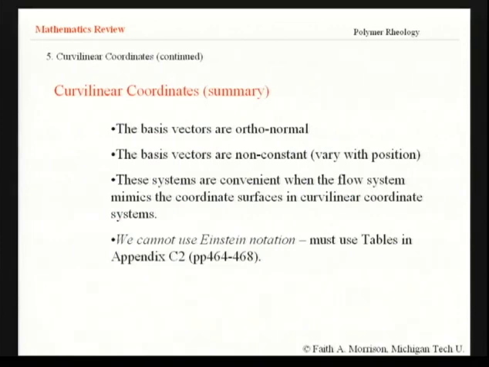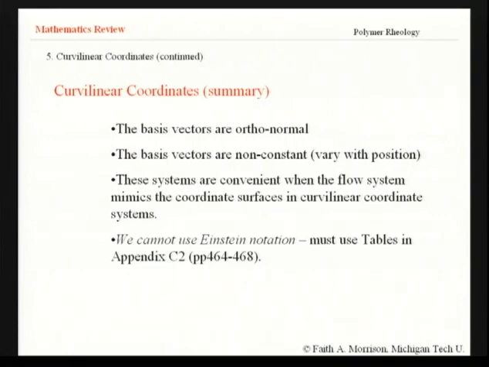So when we do Einstein notation, we will not do Einstein notation on curvilinear coordinates. Although they're orthonormal, they are non-constant. But they are very convenient, and you saw that when you studied fluid mechanics. They do mimic the coordinate surfaces. It's very easy to define, for instance, the shape of a cylinder using cylindrical coordinates.